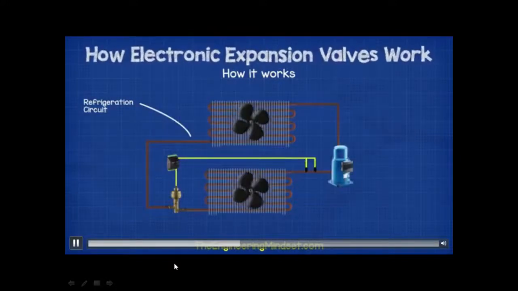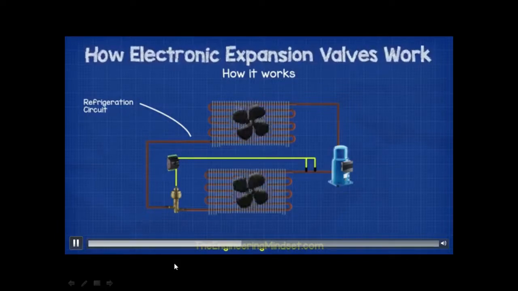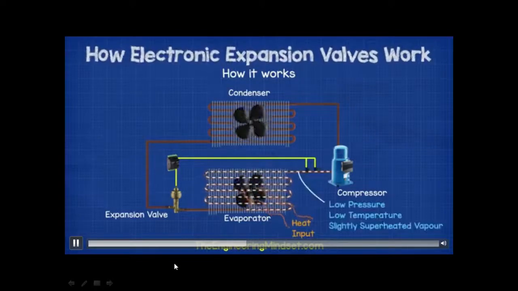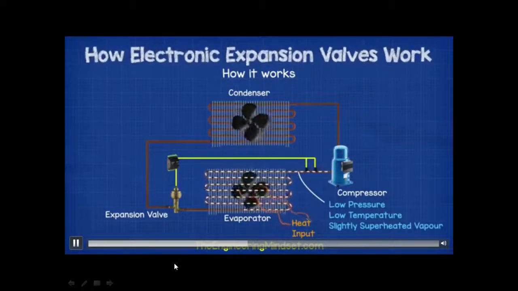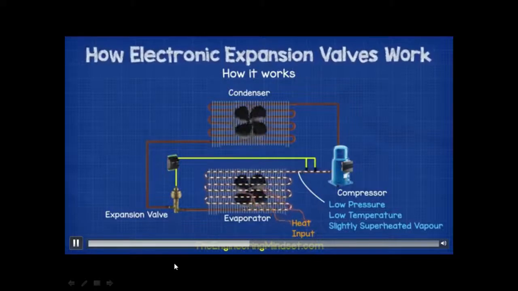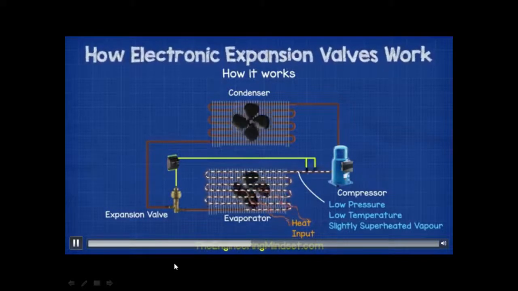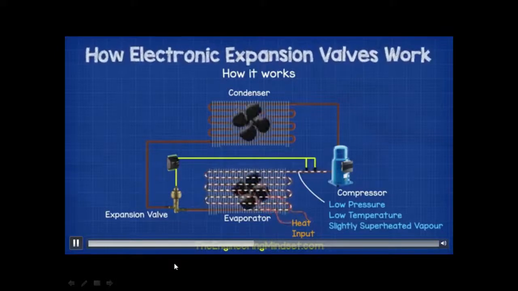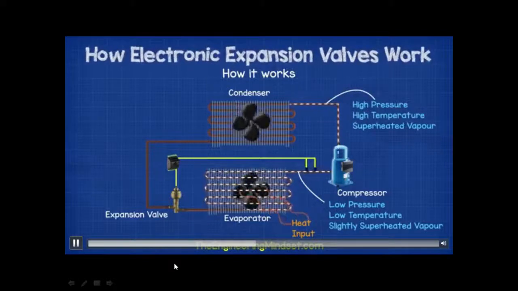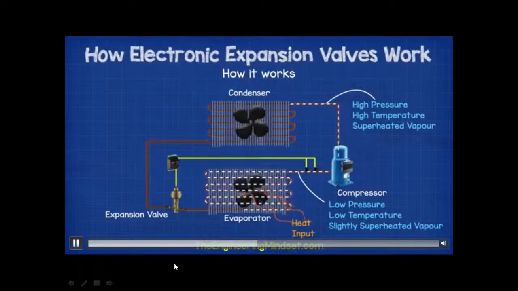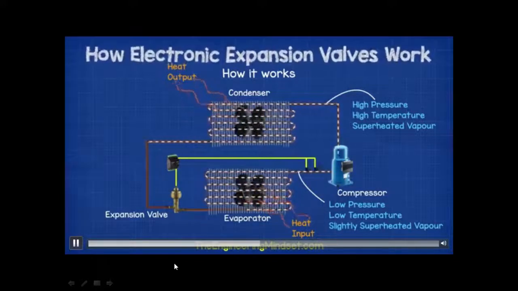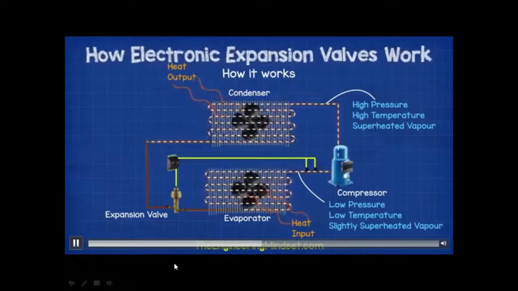If we have a look at a typical refrigeration system, you can see the main parts being the evaporator, the compressor, the condenser, and the expansion valve. The evaporator collects all the unwanted heat from the building and transfers this into the refrigerant, which causes the refrigerant to boil and evaporate. The compressor then sucks in this evaporated refrigerant, which is a low pressure, low temperature, and slightly superheated vapor. It then compresses this into a smaller volume, which causes it to be a high pressure, high temperature, superheated vapor. The refrigerant then moves to the condenser, where the unwanted heat is pulled out of the refrigerant and rejected into the atmosphere.